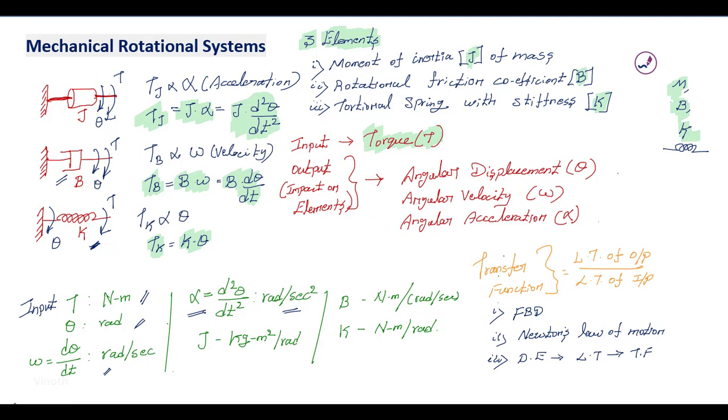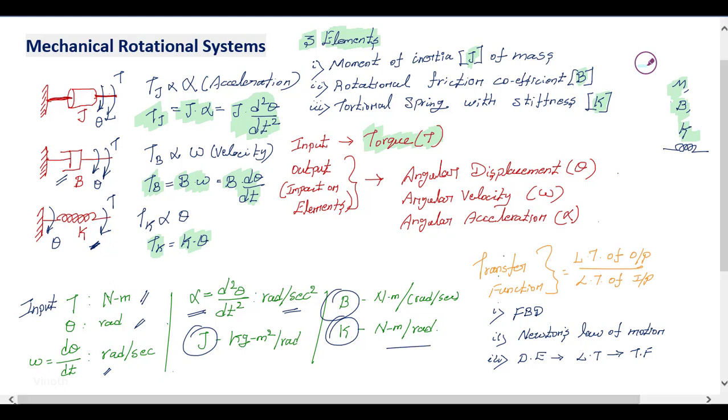These are the three elements we consider: mass, damper and spring. The unit of the moment of inertia is kilogram meter squared, the unit of the damper element is Newton meter per radian per second, and the unit of the spring element is Newton meter per radian. So the model is nothing but, theoretically, we are going to find the transfer function.